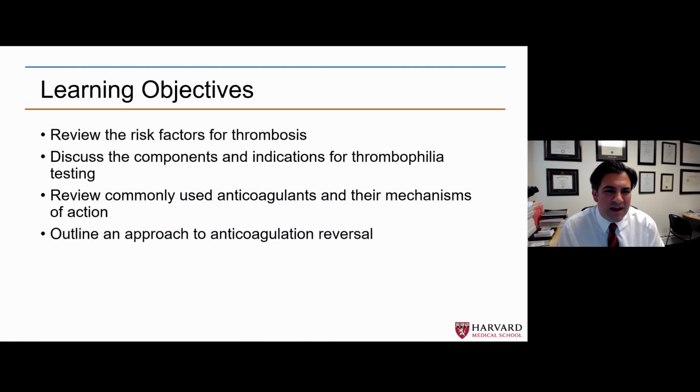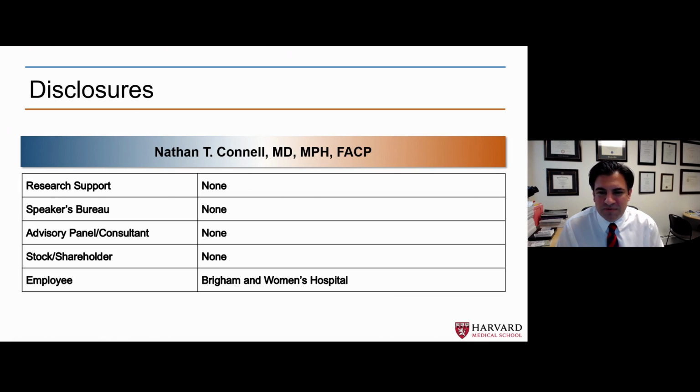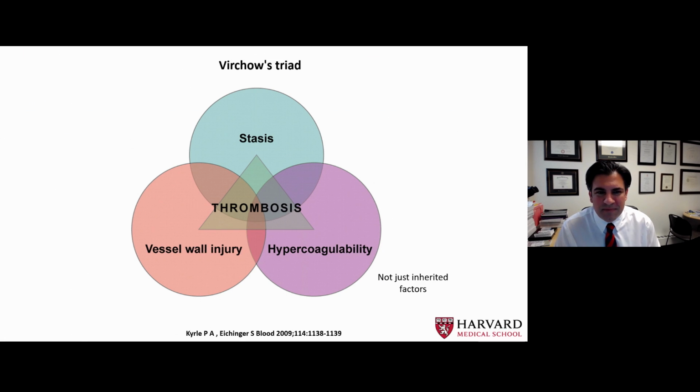There we go. Our objectives are to review the risk factors for thrombosis, go through the components and indications for thrombophilia testing. We're going to review commonly used anticoagulants and their mechanisms of action, and outline a practical approach to anticoagulation reversal. I have no disclosures related to this talk.